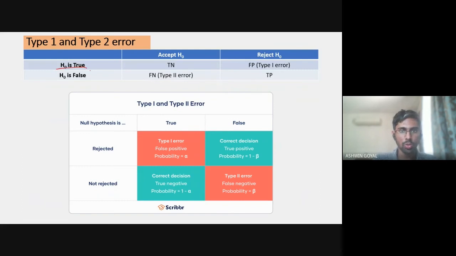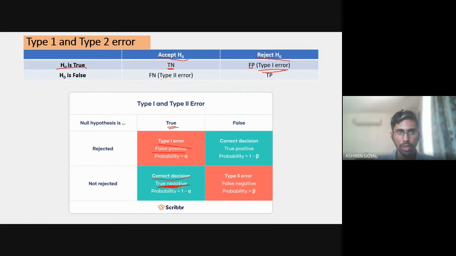So if the null hypothesis is true and we accept the null hypothesis, then it is called a true negative. It is the correct decision. We have correctly identified that you are COVID negative, let's say. Similarly, if it is true and you have rejected it, then it is a type 1 error. It is a false positive. So if you look at it in this table, if the null hypothesis is true and you have rejected it, it is a type 1 error. It is a false positive. Just need to remember the definition of type 1 and type 2 error.